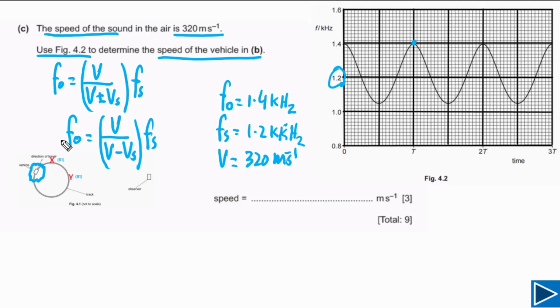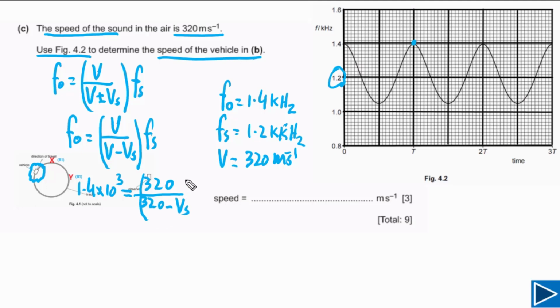Now simply we need to plug in values and we can calculate Vs. So let me plug in these values. So f0, we have this is equal to 1.4 kilohertz. So this is f0, and V is the speed of sound, and this is divided by the speed of sound minus the speed of vehicle.